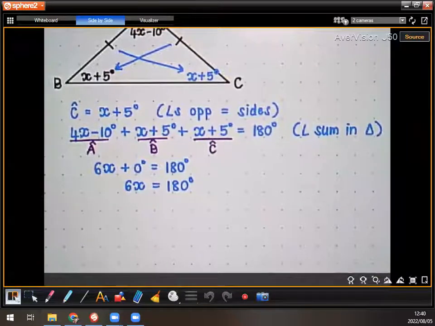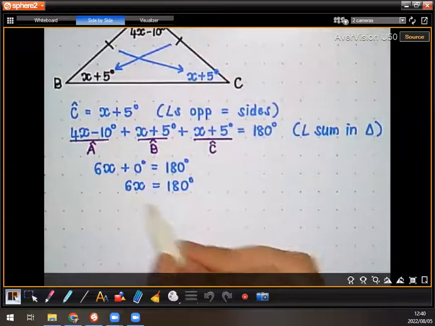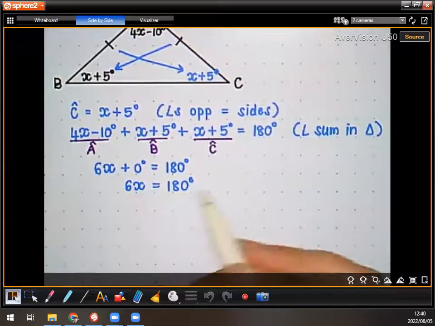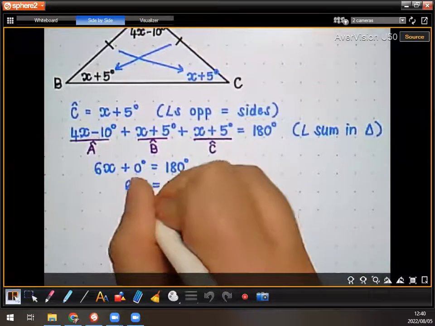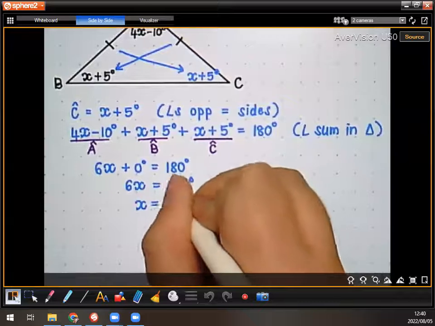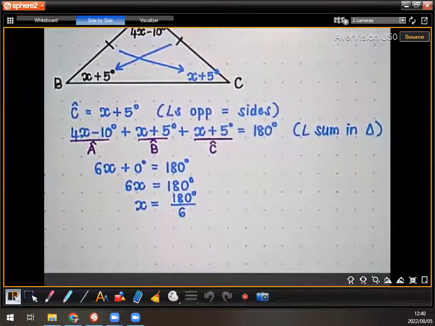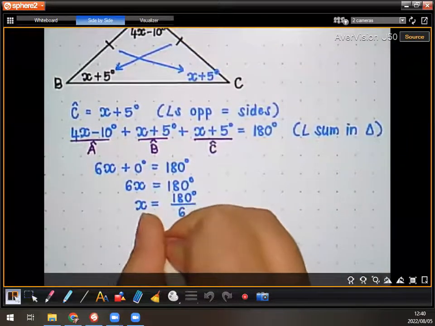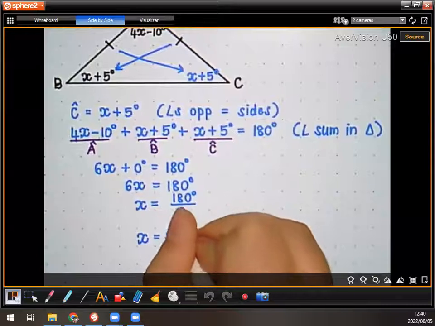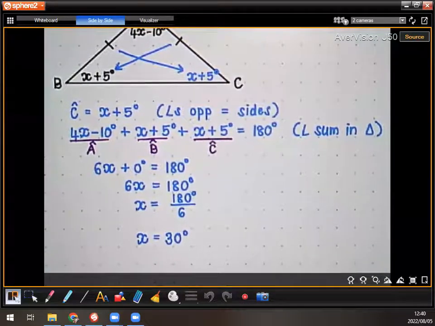30 degrees, right? Well, how do I get to 30? What do I do with the 6? What's the opposite of multiplying by 6? Dividing by 6. So x is going to be 180 degrees divided by 6. So x is in fact 30 degrees.